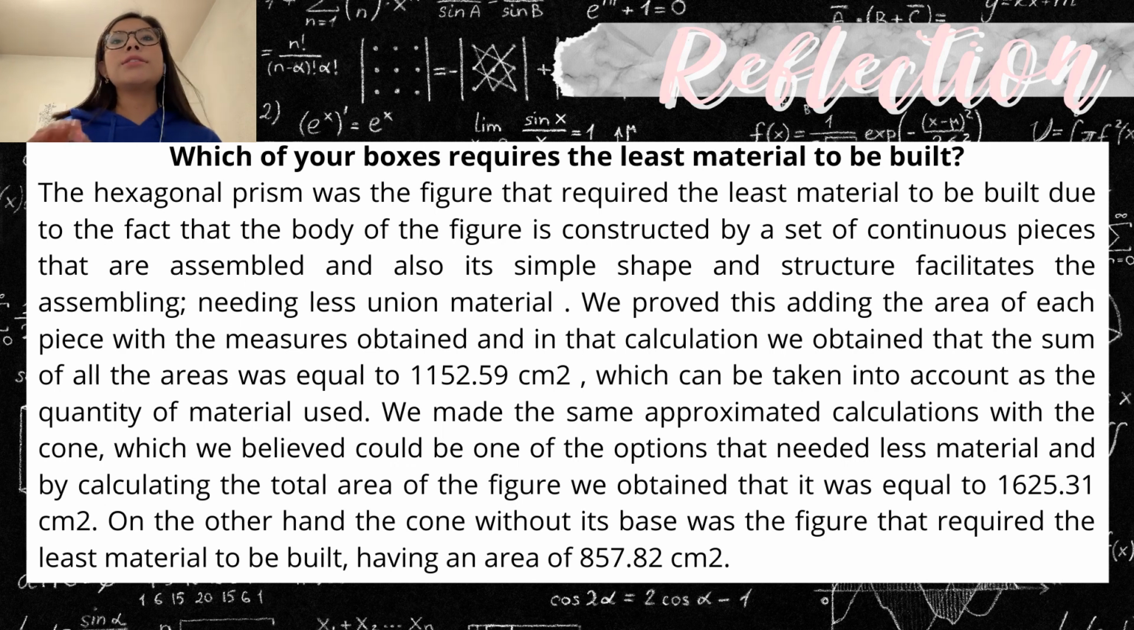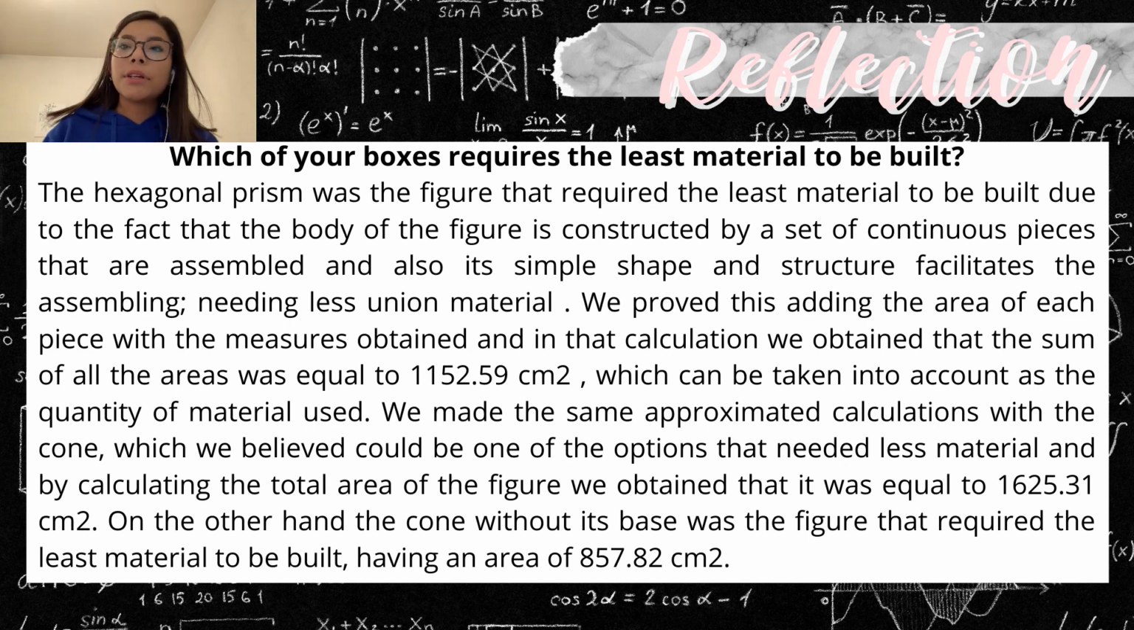The first one is, which of your boxes required the least material to be built? The hexagonal prism was the figure that required the least material to be built, due to the fact that the body of the figure is constructed by a set of continuous pieces that are assembled, and its simple shape and structure facilitate the assembling, needing less unit material. We proved this by adding the area of each piece with the measures obtained, and in that calculation we obtained that the sum of all the areas was equal to 1152.59 square centimeters, which can be taken into account as the quantity of material needed.